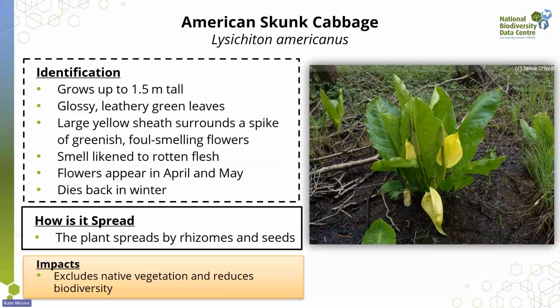Another species that we find in wet areas is American skunk cabbage, and you may see this at the moment. It's in flower this time of year. It grows up to 1.5 meters. It has glossy, leathery green leaves, and it has a large yellow sheet that surrounds the flowers. And it's recognized by its smell, which is known to smell like rotten flesh.